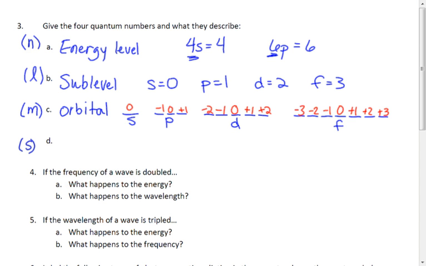What does the last quantum number have to do with? The spin of the electron. And it does matter if it's up or down. If we have an up, it's going to be plus 1/2. If it's down, it's going to be negative 1/2. So that's how you come up with those 4 quantum numbers.